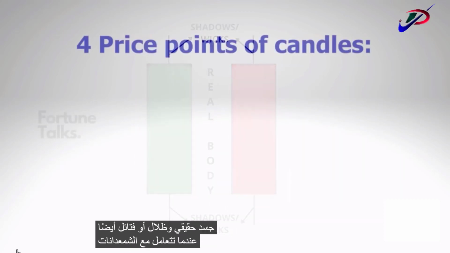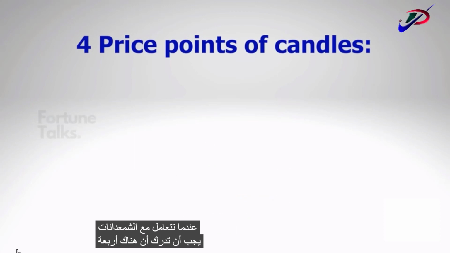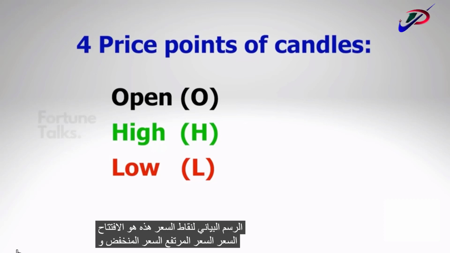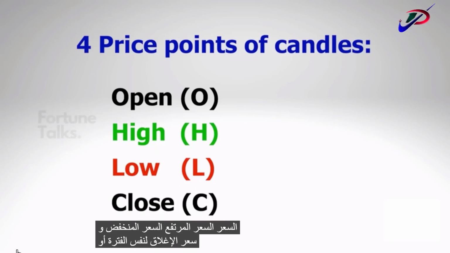Also, when you're dealing with candlesticks, you must be aware that there are four price points for every candle on the chart. These price points are the opening price, the high price, the low price and the closing price for the same period, or simply we call them OHLC.